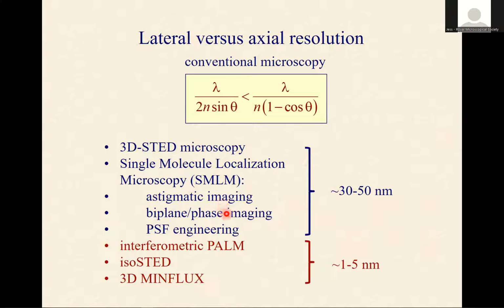Yeah? There are exceptions to the rule, and these are interferometric methods like interferometric PALM, or so-called iso STED. They are using two objectives, looking from two sides on the sample. They really use the interference of light in detection and emission. And they can come down to something like 1 to 5 nanometers, even along the optical axis. There's the recently developed method 3D MINFLUX from Stefan Hell's lab here in Göttingen.